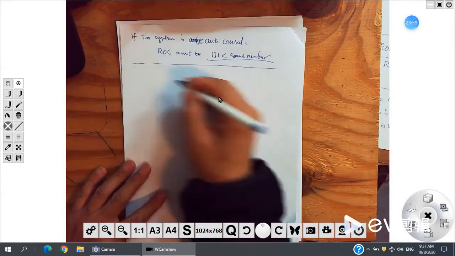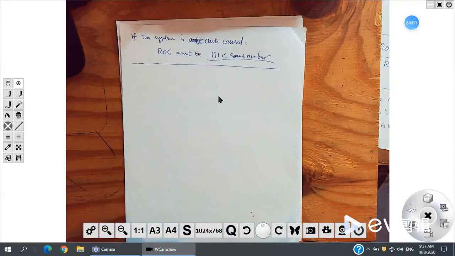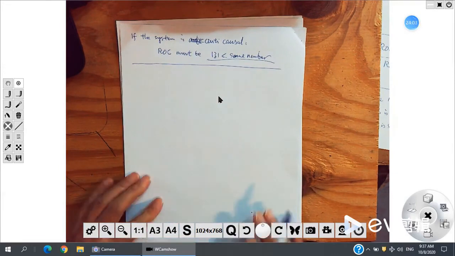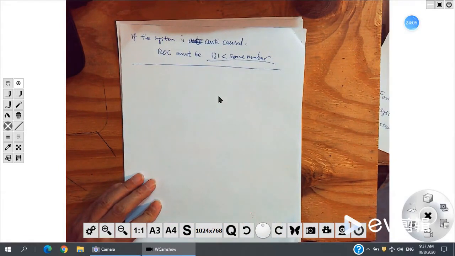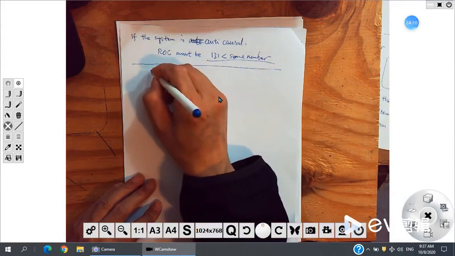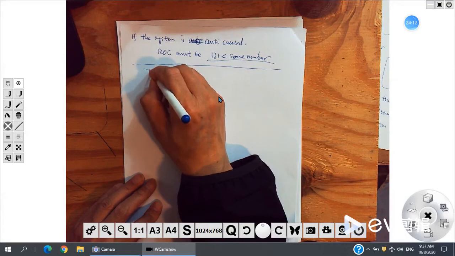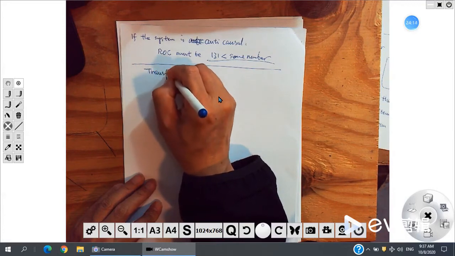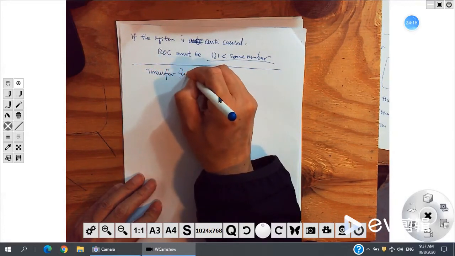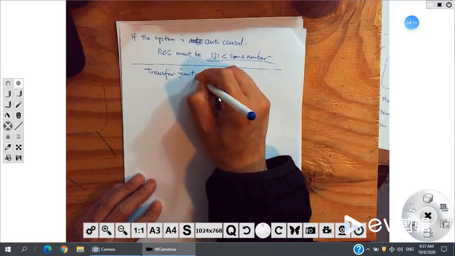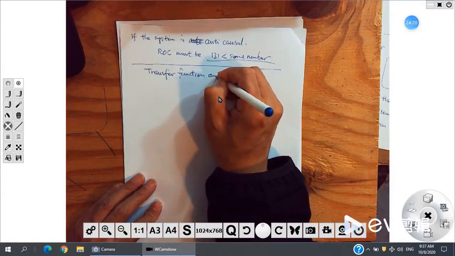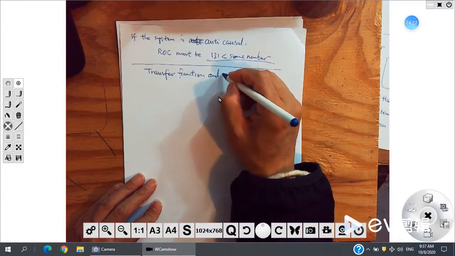This is the first one. We use the transfer function. Right? What else can I claim about the transfer function? Or one more thing about the transfer function and the Fourier transform. The transfer function and that will be the frequency response.